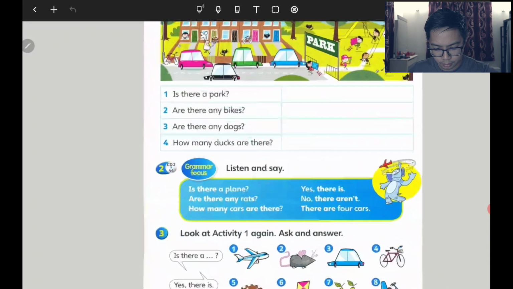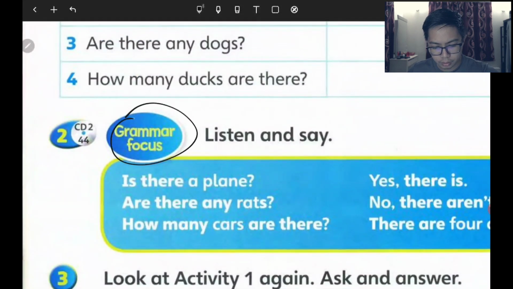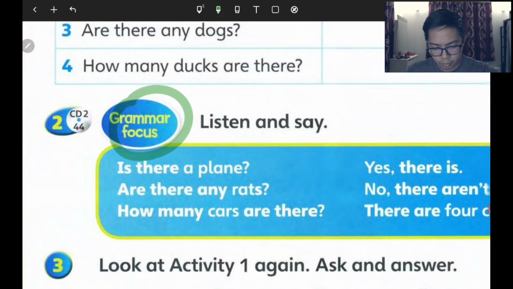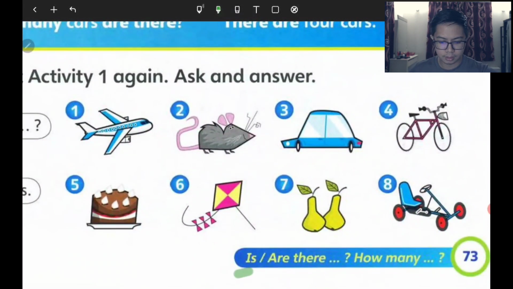Next one, another grammar focus. This one, grammar focus. Is. We are looking at this again. Is for only one. Are for a lot of things. And how many? Alright, if you want to ask how many.